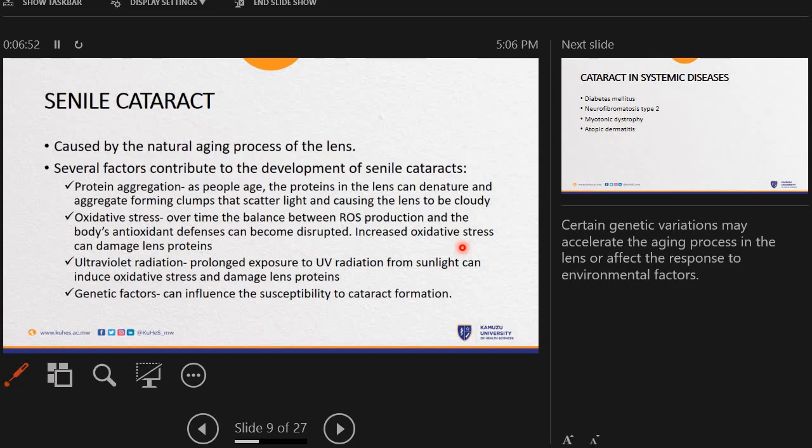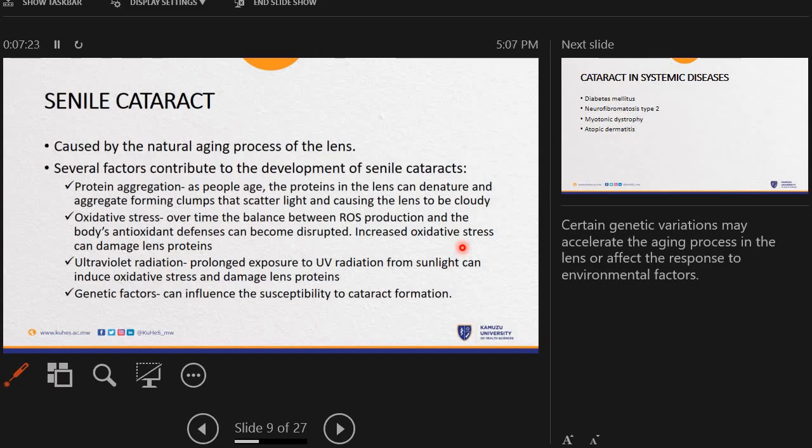Ultraviolet radiation. So we're talking of age-related cataracts. The longer you've lived, the more you've been exposed to ultraviolet radiation. This ultraviolet radiation from sunlight can induce oxidative stress and damage the lens proteins, which will cause cataracts, as well as genetic factors, because this influences susceptibility to cataract formation.